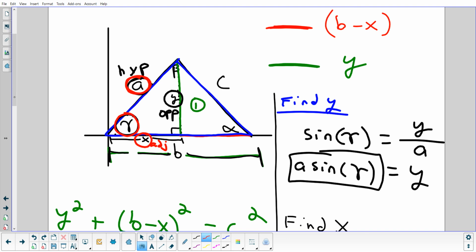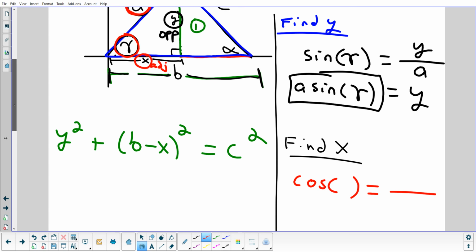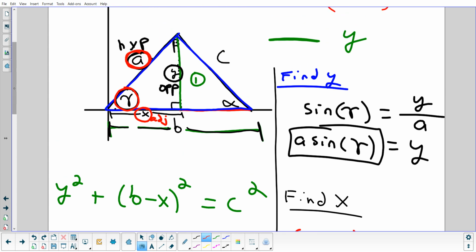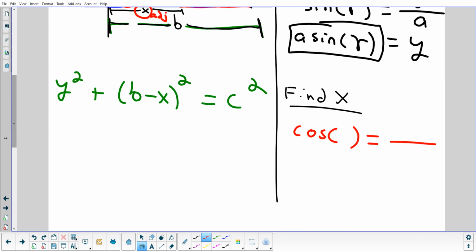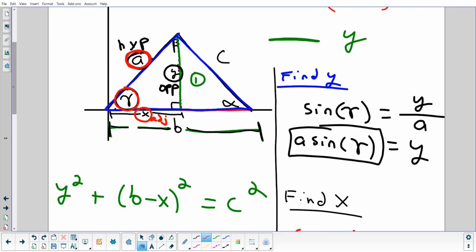Now, what trig function would involve the adjacent side and the hypotenuse? Cosine. So cosine of an angle equals a fraction. Caleb, what's my angle here? Gamma. Cosine of gamma equals, and what's going to be my fraction on the other side?